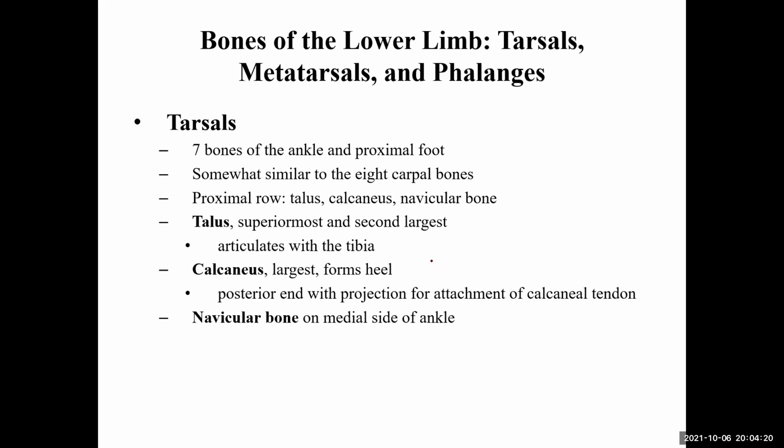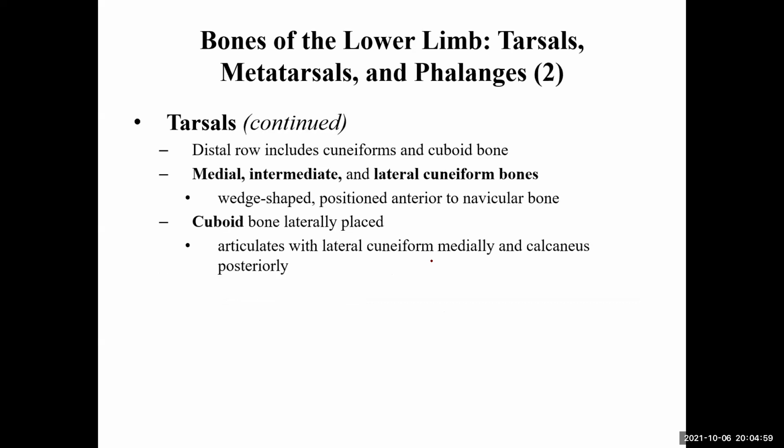In our proximal row, you only have 3 tarsal bones. The first one is the talus. That's going to make up your ankle joint. It's the superior most tarsal bone of your tarsals. Then you have your heel bone. That's the calcaneus. That is where your Achilles tendon, also known as the calcaneal tendon, attaches onto the posterior portion of the calcaneus. And then just in front of your talus on the medial side is the navicular bone. So those 3 bones make up the proximal row.